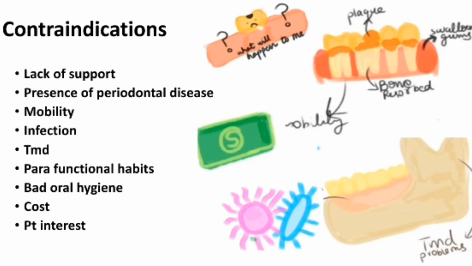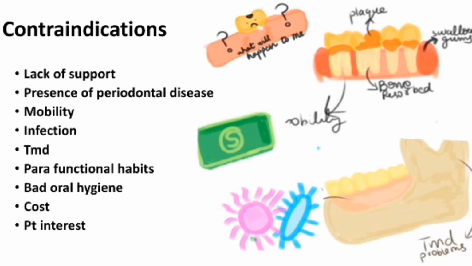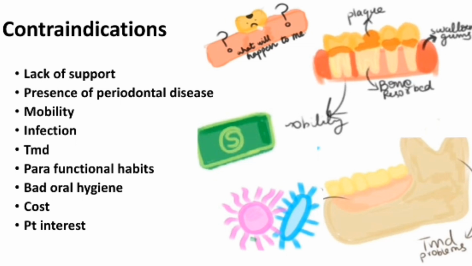Now let's talk about what the contraindications are. So lack of support. This means the abutment is not strong enough to provide support to the fixed partial denture. The other one is presence of periodontal disease. In case of periodontal disease, there are other conditions involved, maybe like bone resorption of the abutment. In this case the patient's abutment tooth is not strong, and if the gums are swollen, then we cannot provide it in this condition.